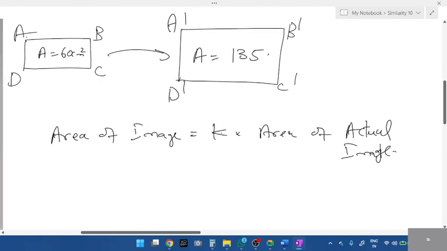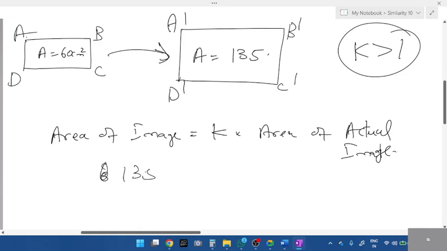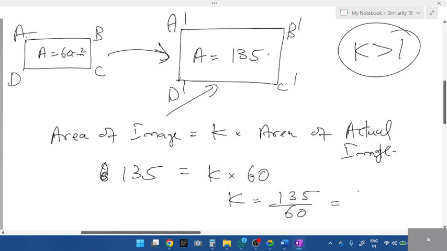K is the scale factor. Fine. If it is enlarged, K will be greater than 1 or less than 1? Greater than 1. Let us check. Area of image is 135. See, be careful. Don't write 60 here. Image is what we got after transformation. K into area of actual image, which is 60. So K is equal to 135 divided by 60. Use the 5 times table. Complete it.